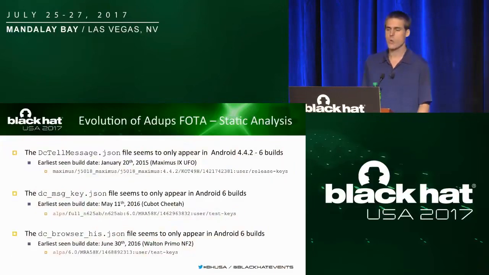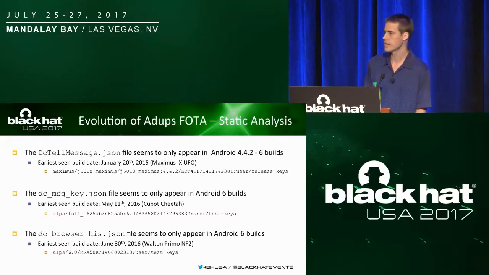So after downloading the firmwares, we wanted to find out when these JSON files were introduced and how long this has been going on. There's a DC tel message, which contains the call log and text message metadata. And we noticed that this can happen in devices that run Android 4.4.2 up to Android 6.